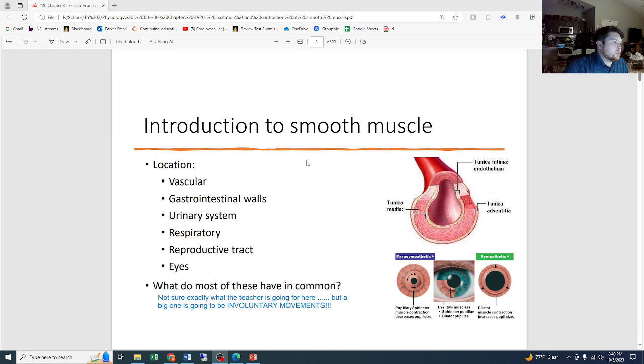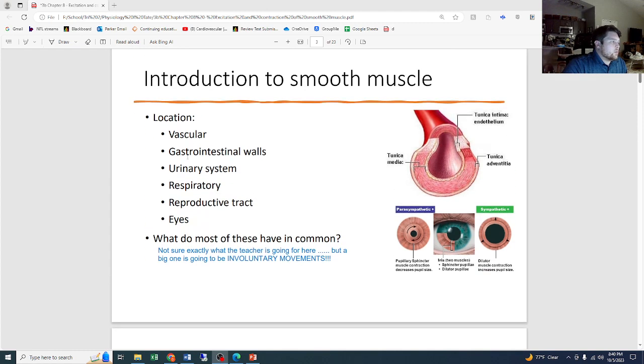So when we talk about smooth muscle, the introduction to it here, looking at the location of smooth muscle, we're going to have the vasculature, the GI walls, the urinary system, the respiratory system, reproductive tract, especially like in the uterus, as well as in the eyes. The iris, not the pupil necessarily, but the iris has two muscles which are smooth muscle and controlled involuntarily.